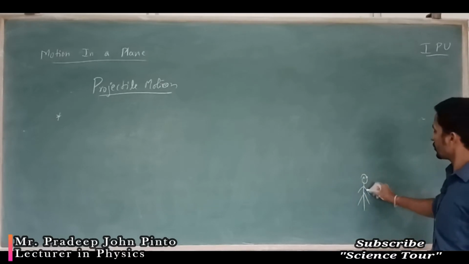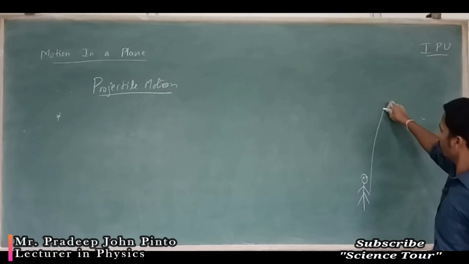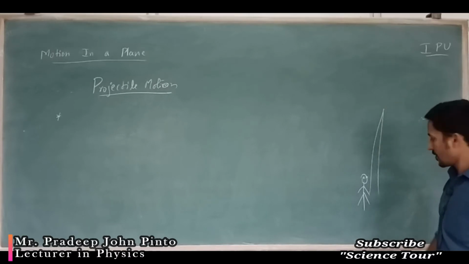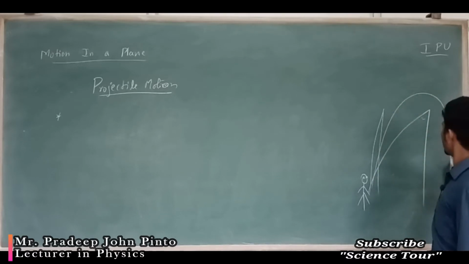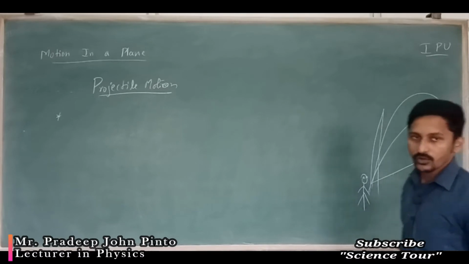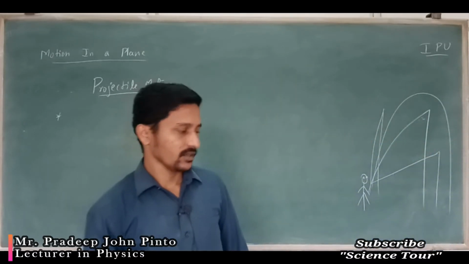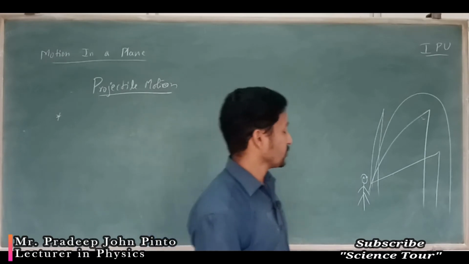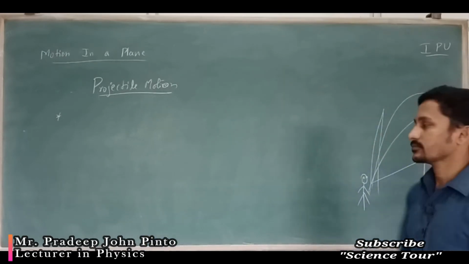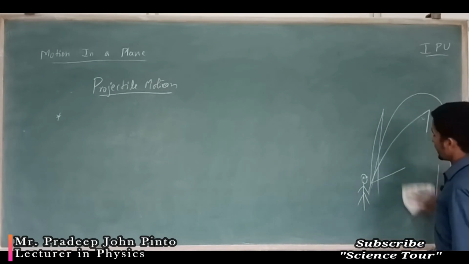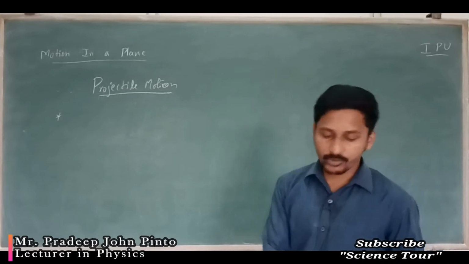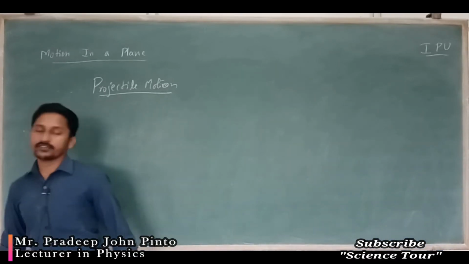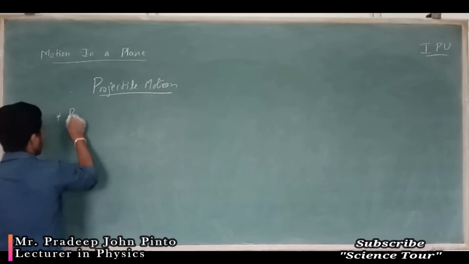You are going to throw a stone. So it will go in this way and fall, or it will go in this way and fall. Which of all these paths will it take? Do you know? Okay, that is what we can derive mathematically today. A projectile is nothing but an object which is in flight after being thrown.